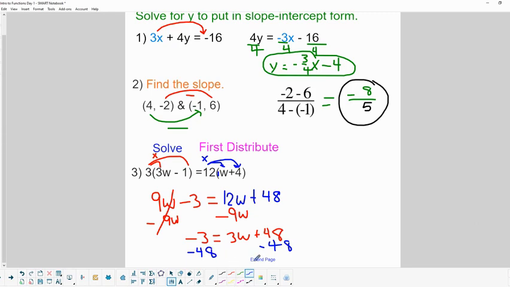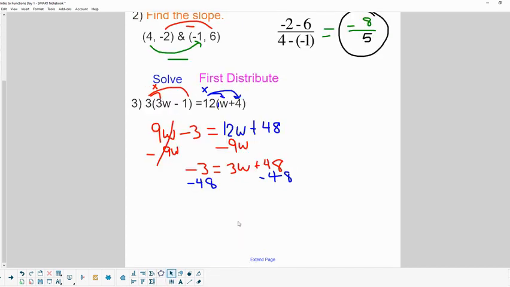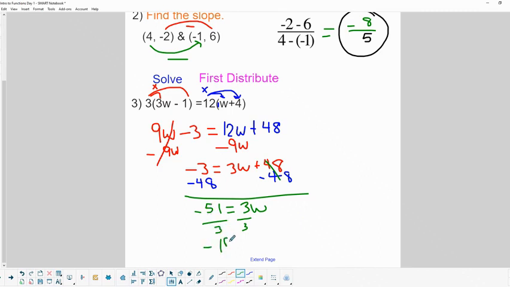And so I need to extend that page one more time so I have plenty of room here. So when I subtract 48, I end up with -51 equals 3w. So when I divide by 3, -51 divided by 3 is -17, and that equals w. So that's my answer for question number 3.